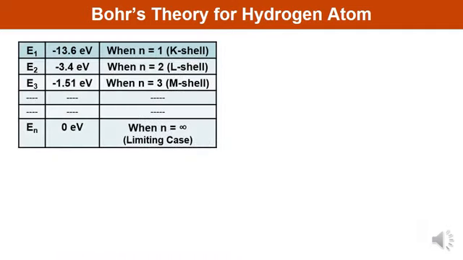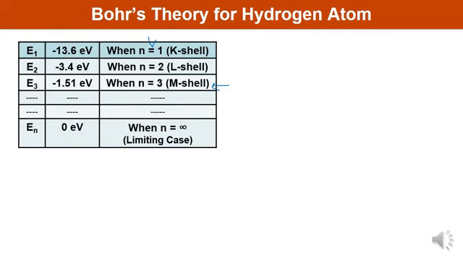That has been summarized in this table. When n is equal to 1, meaning for the K shell, E1 is minus 13.6 electron volt. For n equal to 2, that is for the L shell, E2 is minus 3.4 electron volt. For n equal to 3, it is minus 1.51. So on, you can calculate for any value of n.